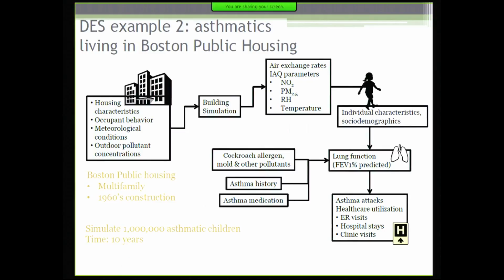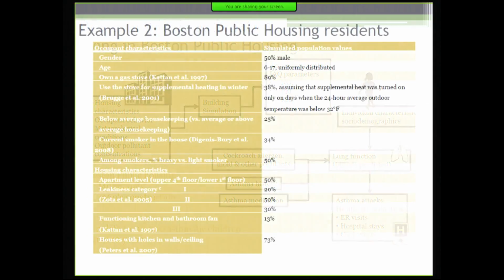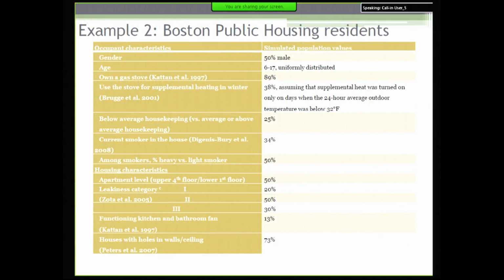The second example I'm going to talk about is the Boston Public Housing that I talked about, of all these interventions that we tested, so fixing the fans, replacing the gas stove, et cetera. We parameterized this with typical Boston Public Housing characteristics. So next slide. And we can skip that one. Next slide.